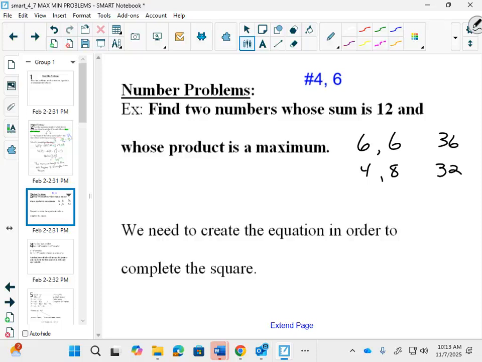So what we need to do is create an equation. To create that equation, we have to say one of my numbers is x. What's my other number then? Y. We could say y, but if you make x and y and make an equation, you have two variables. 12 minus x is going to be better. If one number is x and they add up to 12, the other number has to be 12 minus x.